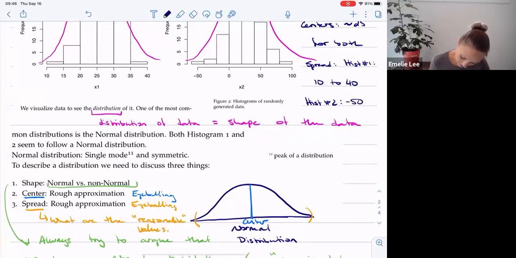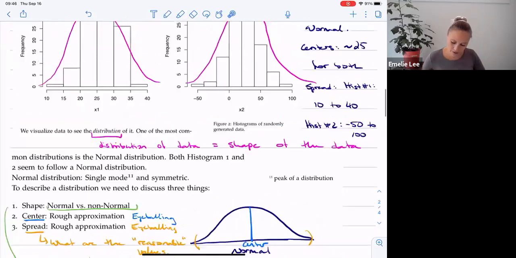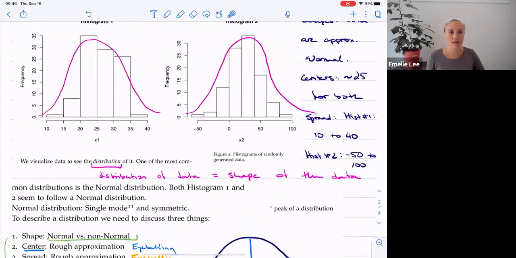So from -50 to 100. Notice the only difference here is the spread. But the different spreads tell us that they're probably from different variables. They're looking at different things. Right?